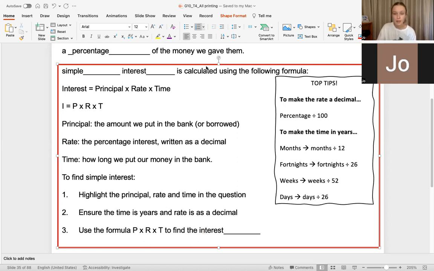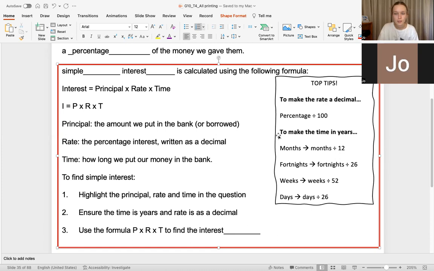Got some tips over here on the side. Recall that to make a percentage a decimal, you just divide it by 100. So that's going to look like if, for example, my rate was 6%, I would just write 6 into my calculator and then I go divided by 100 and it turns it into a decimal for me, okay? And then here is to convert your various time lengths to years, because sometimes it will give you the time in months and things like that, but we need to change it to years.